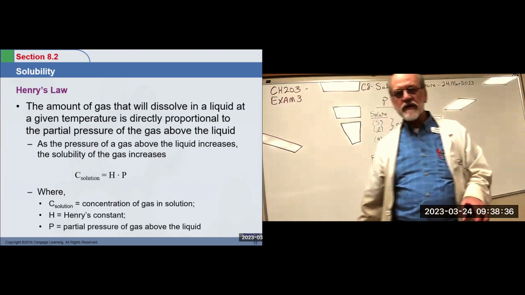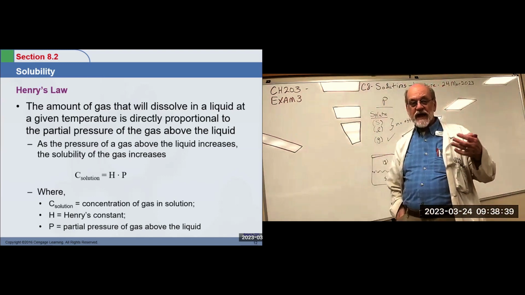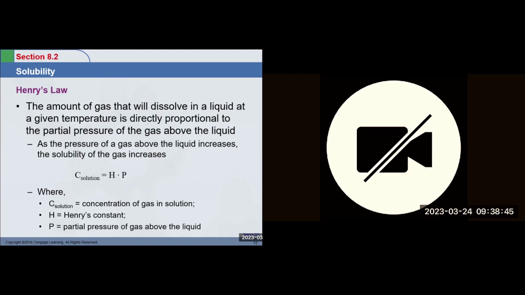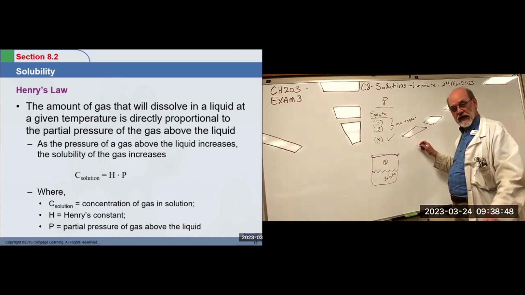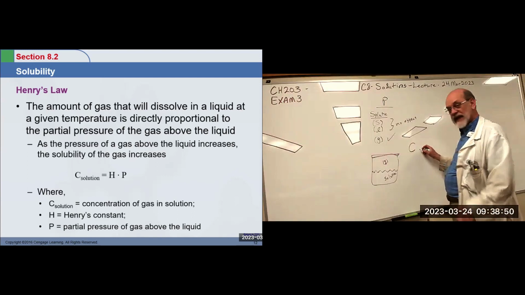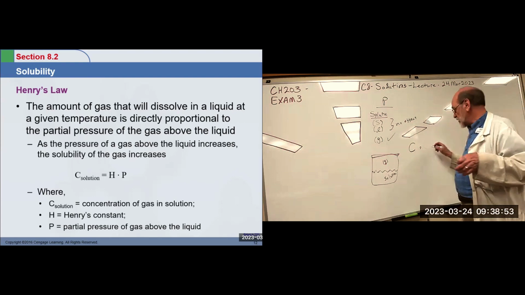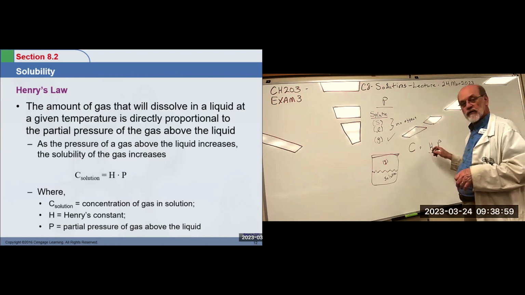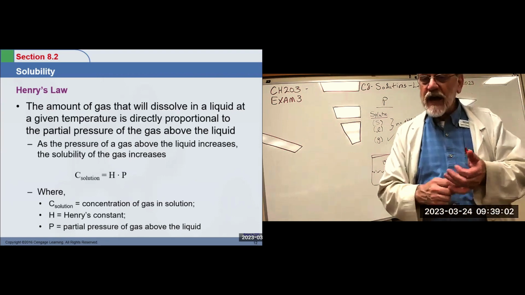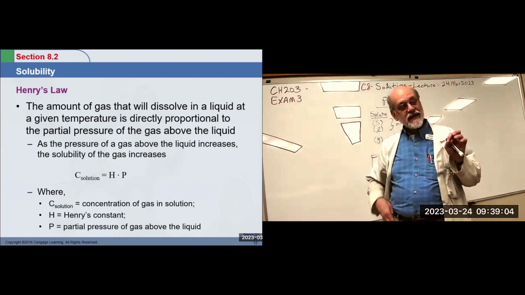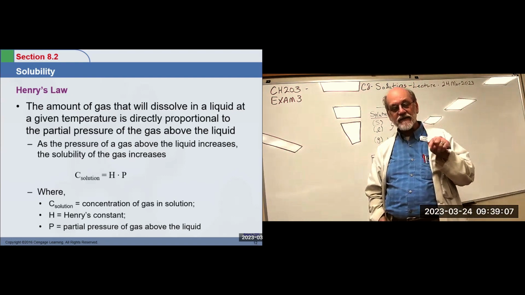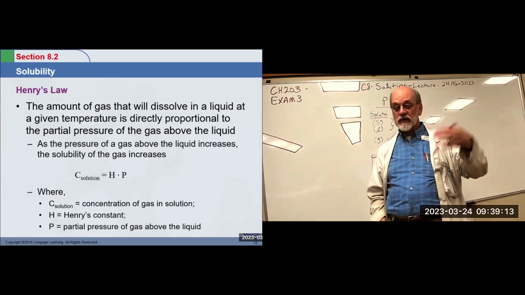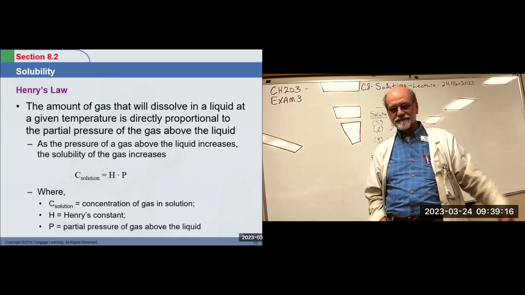All right, so here's an expression of the effect that pressure has on the solubility of a gas. This is called Henry's law. So Henry's law is very simple, right? As most of these types are. Concentration of the gas in solution is proportional to the pressure. And then H is Henry's constant. Henry's constant is constant for a particular gas at a given temperature, right? So it's constant, yes, but it's not constant because it changes with the gas and it changes with the temperature.